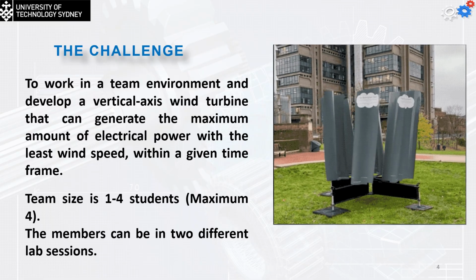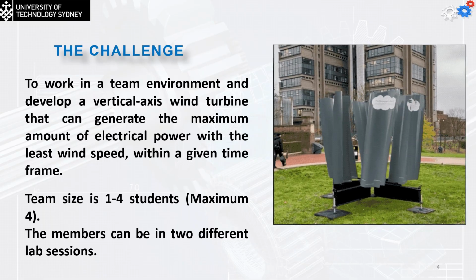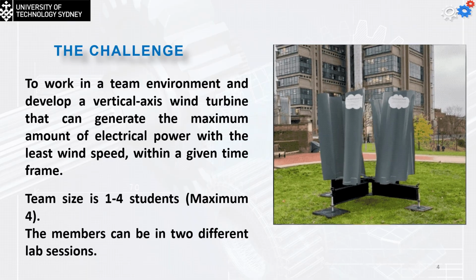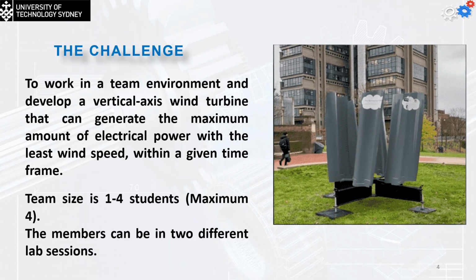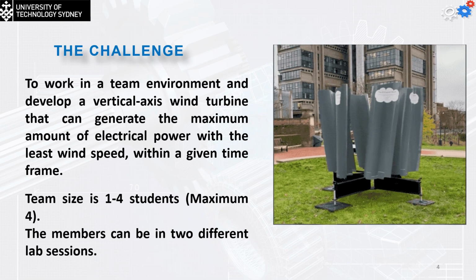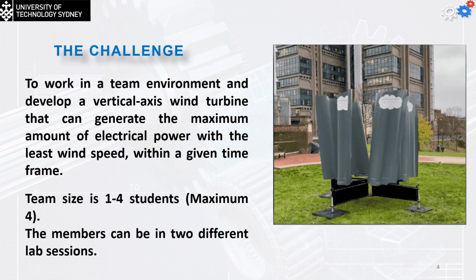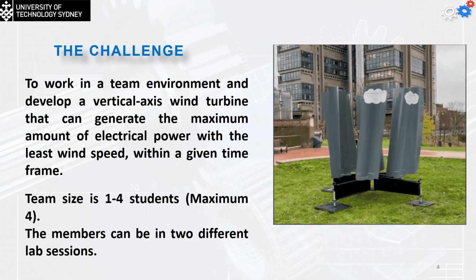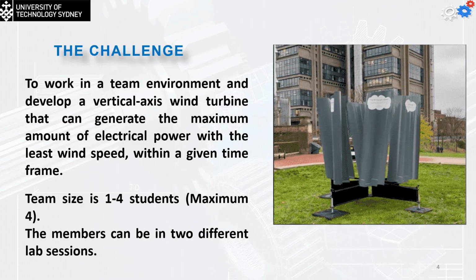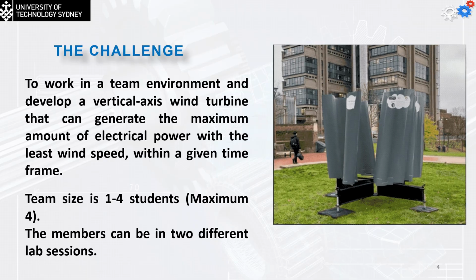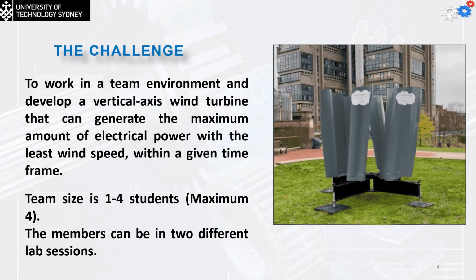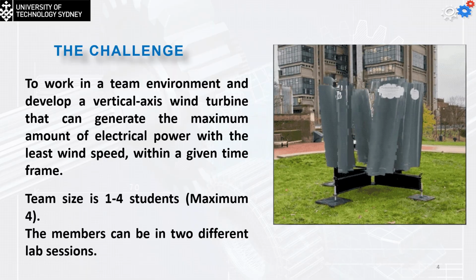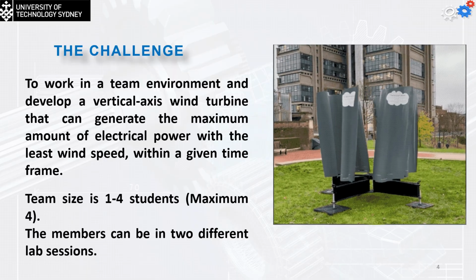The challenge in this subject is to work in a team environment and develop a vertical axis wind turbine that can generate the maximum amount of electrical power with the least wind speed within a given time frame. The team size is going to be anything between 1 to 4 students. The maximum number is 4. And the members can be in 2 different lab sessions. They don't have to be 4 from the same session because I know sometimes this could be difficult.